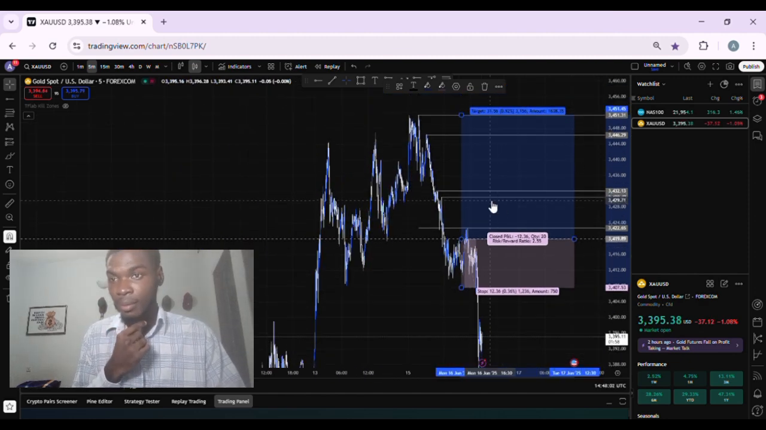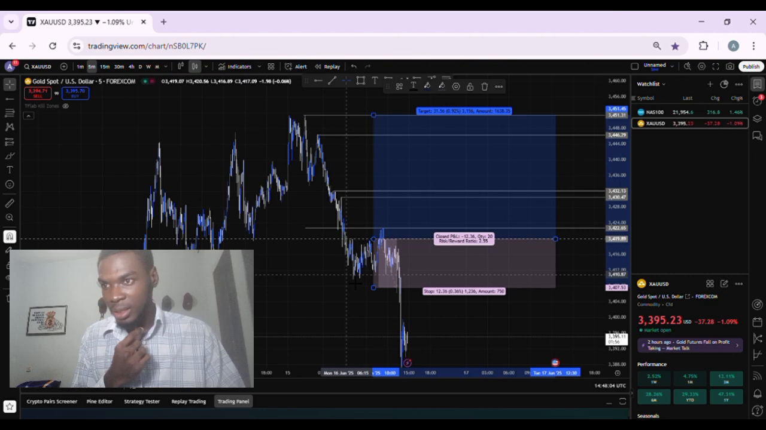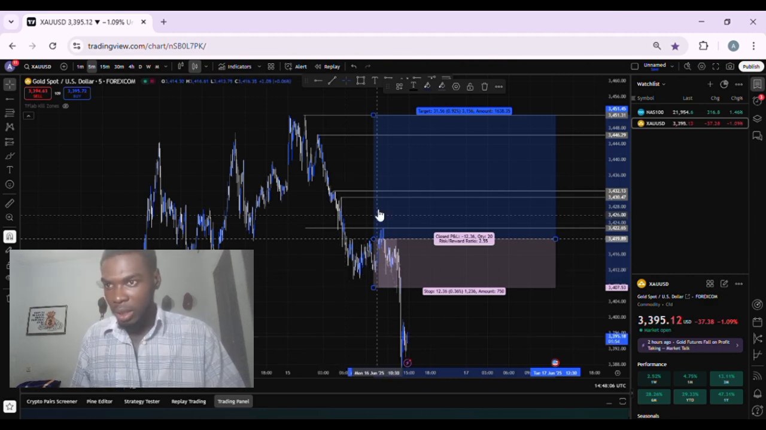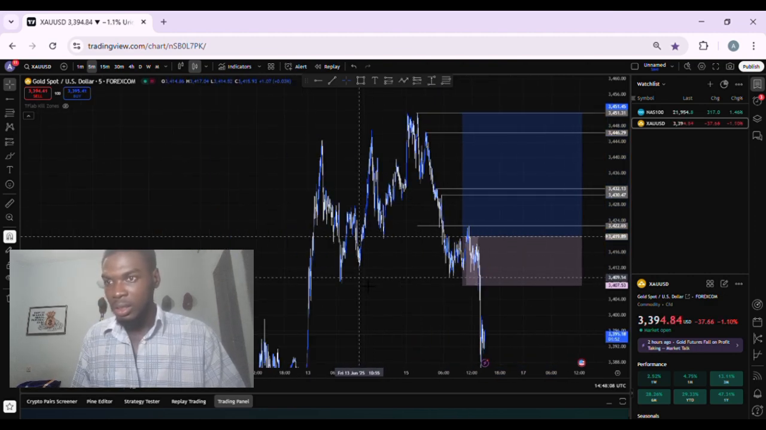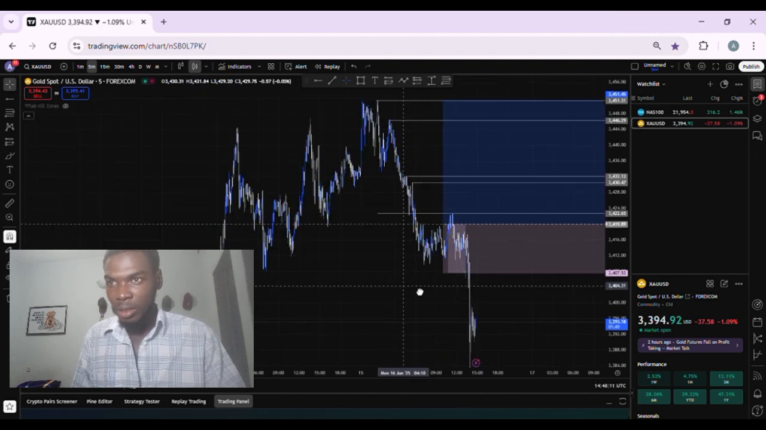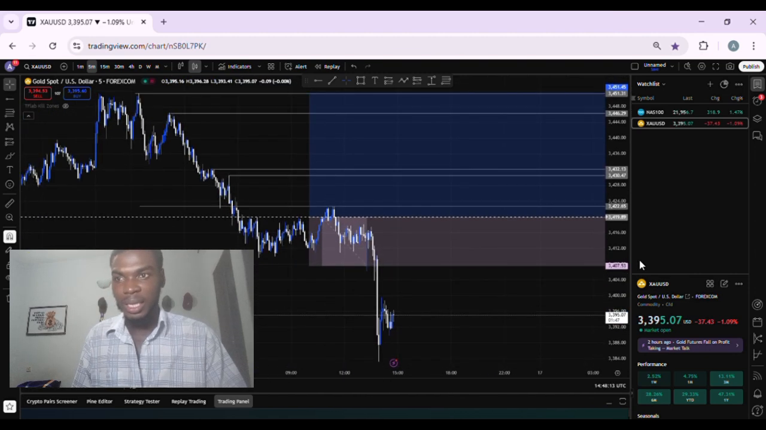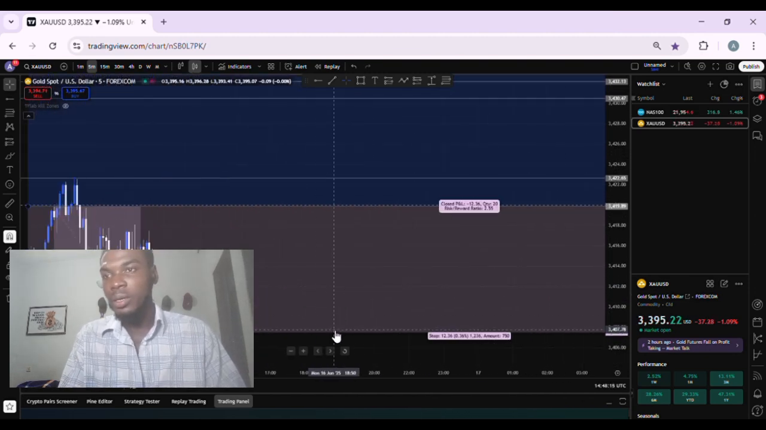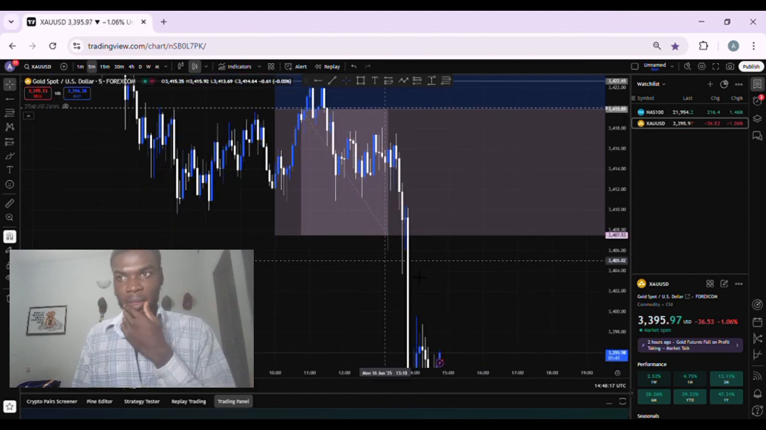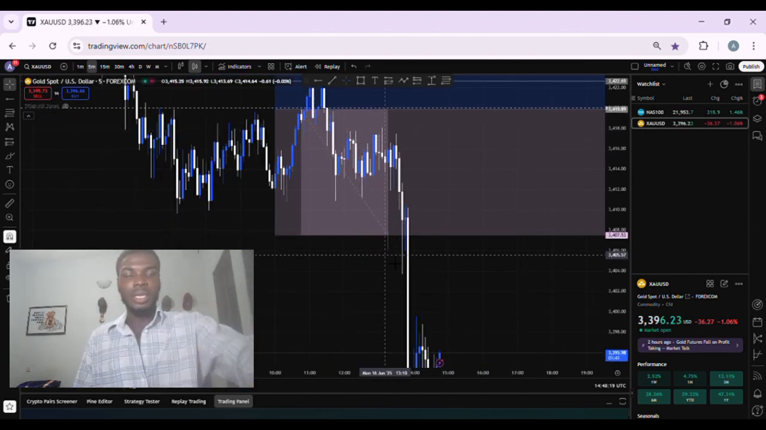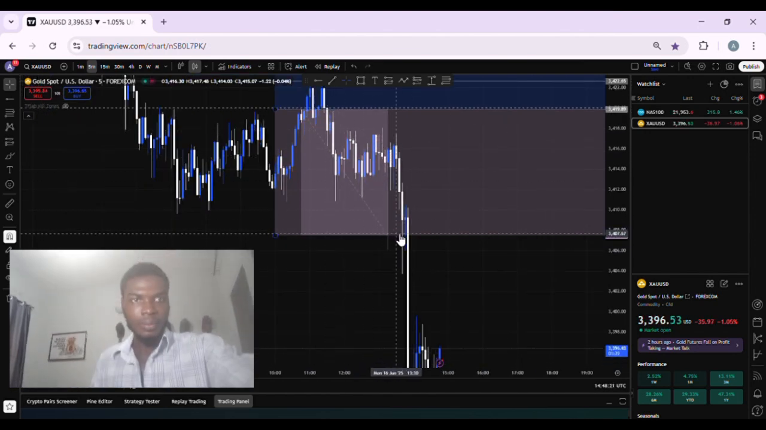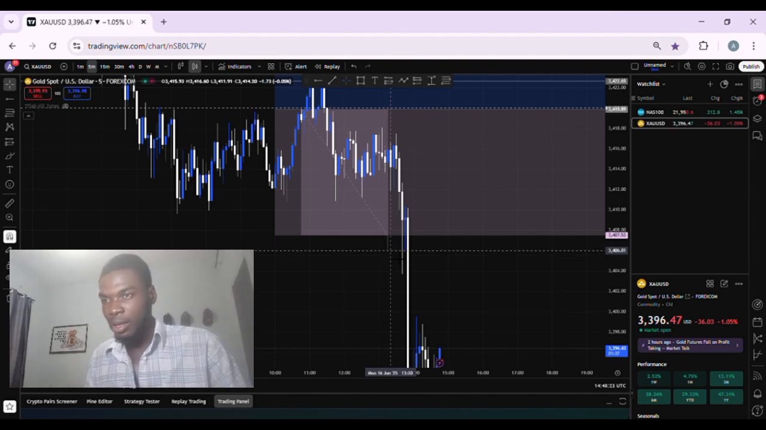Then I don't know if you can see this candle. See this candle. This candle just came and whipped me out. I set an alert here. So immediately it whipped me out, I got an alert that this has happened. I was like, damn. And I went back to look.